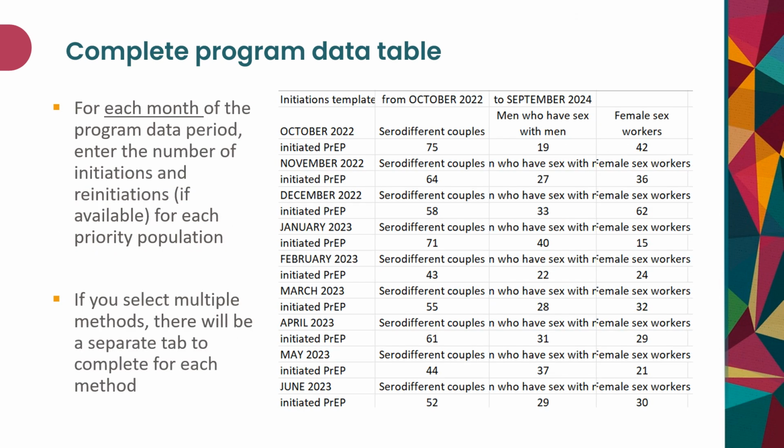The program data template is straightforward and asks for the number of initiations and reinitiations, if those data are available, for each month of the program data period for each priority population. Note that if you've selected multiple methods, there'll be a separate tab to complete for each method.